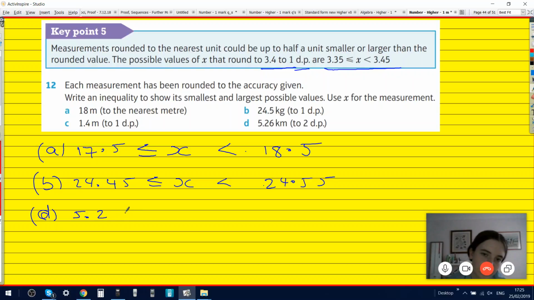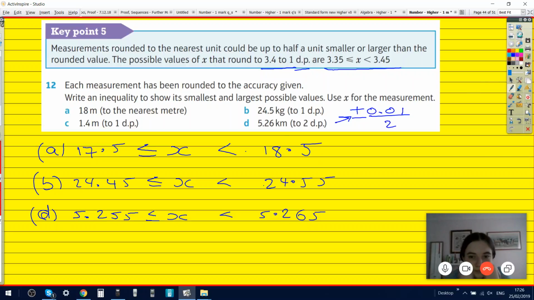5.26, no, 255, to 5.265. Yes, and so the method, the way these work is to two decimal places, that is 0.01. You half it, because half of it goes above, half of it goes below, and so you're adding half of it and subtracting half of it. And so that's something that will always work, including with three significant figures. You would just see which one is the third significant figure.